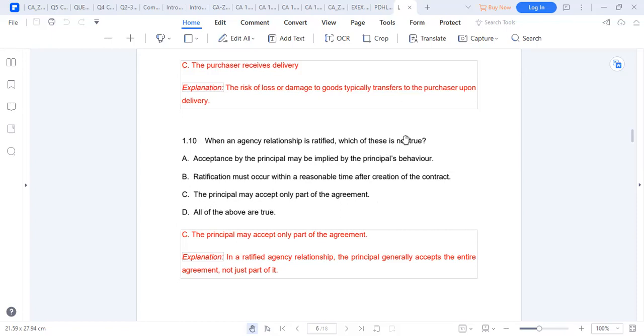So I'll explain the agency relationship in depth. For now, we just need to understand the concept.